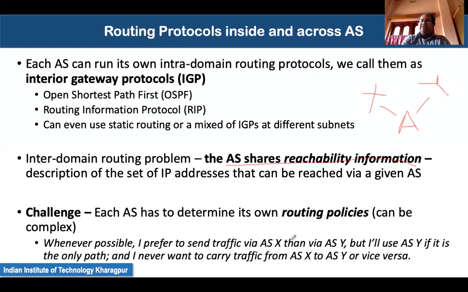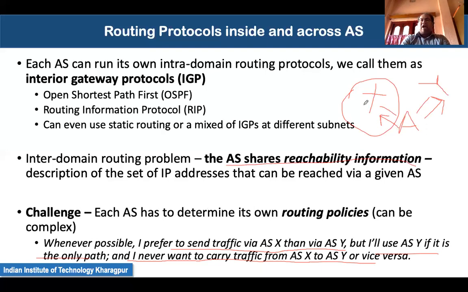Now what this routing policy says is that I will prefer to send traffic via ASX rather than via ASY. That means if X is available, I will prefer to transfer the traffic over X. But I will use ASY if it is the only path. That means if X is down, then I will use Y to send the traffic. But I will never want to carry traffic from ASX to ASY or vice versa. That means I don't want to be a transit autonomous system, although A is a multi-homed autonomous system.